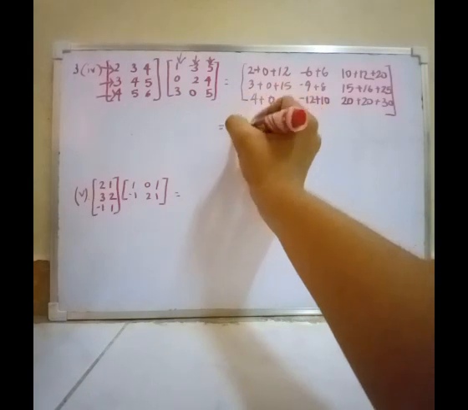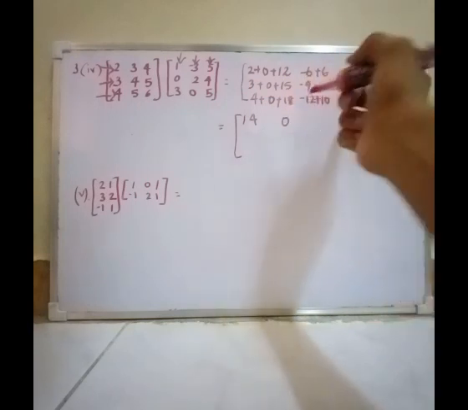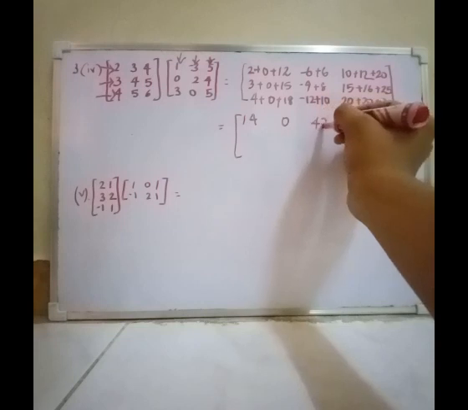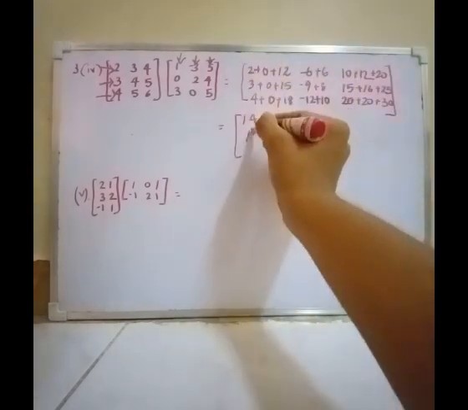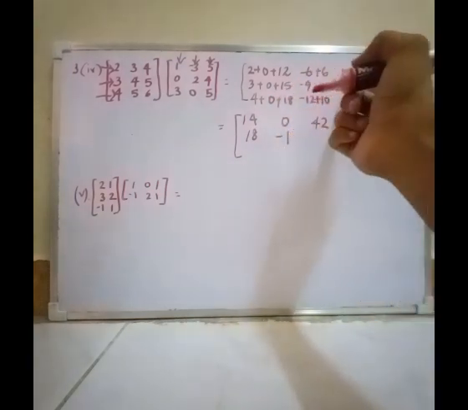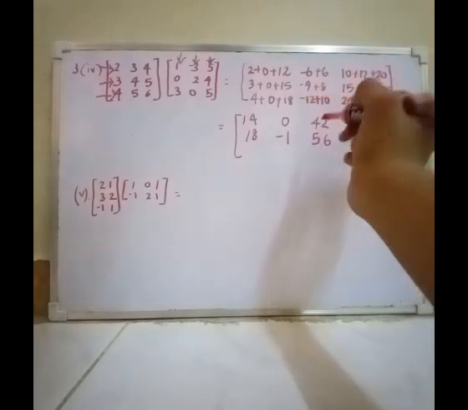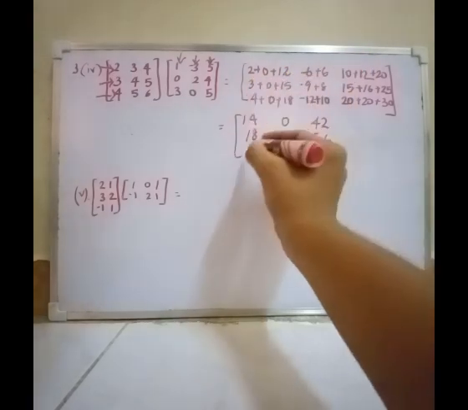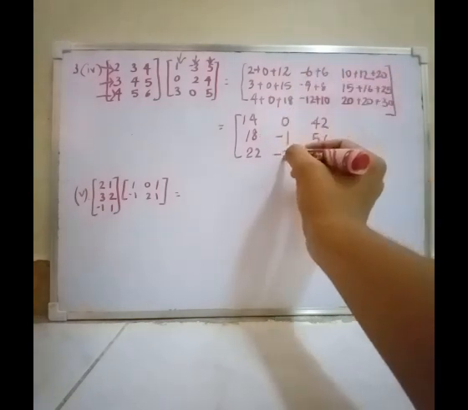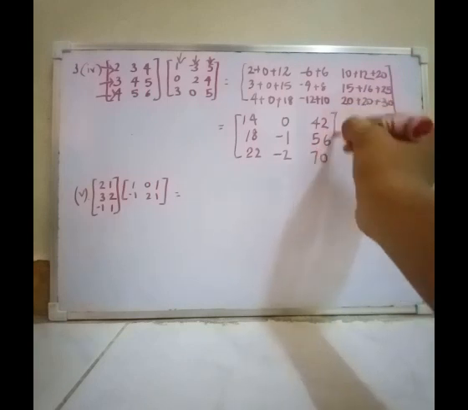Now we have to just add. 2 plus 12, 14, 6 minus 6, 0, 10 plus 20, 30, 30 plus 12, 42, right? 3 plus 15, 18, 8 minus 9 is minus 1, 25 plus 15 is 40, and 40 plus 16, it's 56, 18 plus 4, it's 22, 10 minus 12 is minus 2, and 20 plus 20, 40, 40 plus 30, 70. So this is the answer.